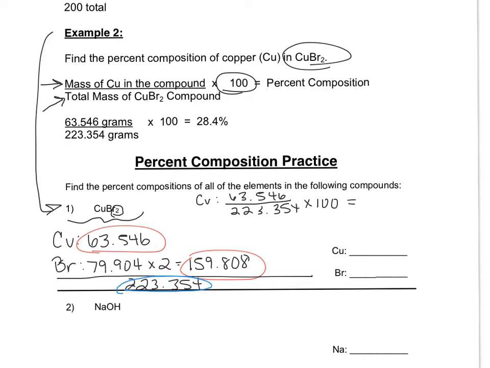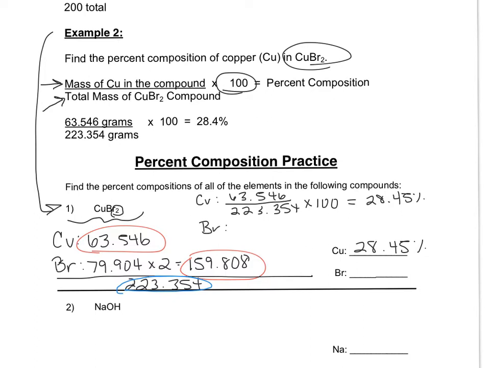When you do this math in your calculator, you take 63.546 divided by 223.354, and you end up getting 28.45%. That's my answer. That's how much copper is in this compound, 28.45%. Okay? Then we look at the bromine.